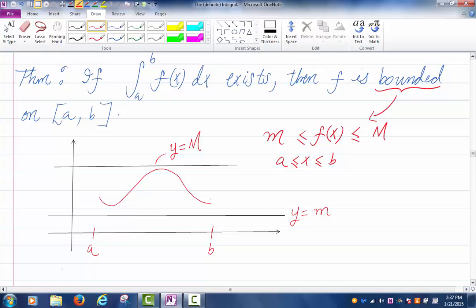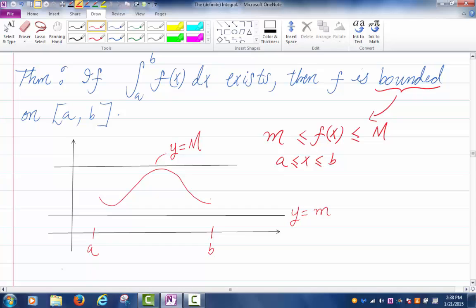No. The contrapositive is almost there. The contrapositive is if f is unbounded, so you're looking at the negation. When I have this if-then, the condition is this, the conclusion is this. Now you're going to reverse it, but negate it. You're going to negate both statements. So now instead of saying f is bounded, you're going to say if f is unbounded, then the integral will not exist. That's the contrapositive. And they are logically equivalent statements.